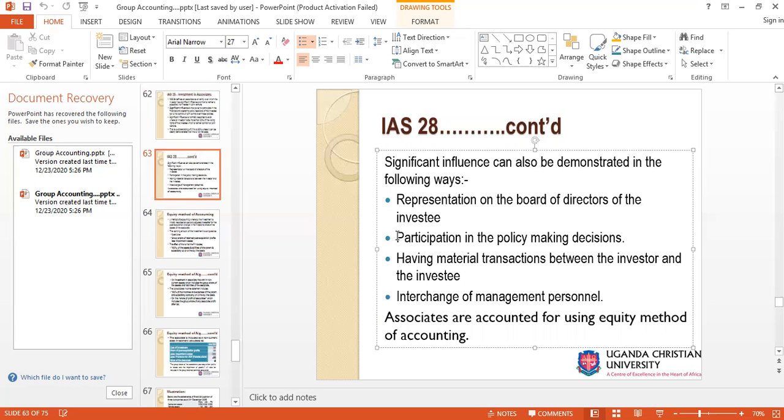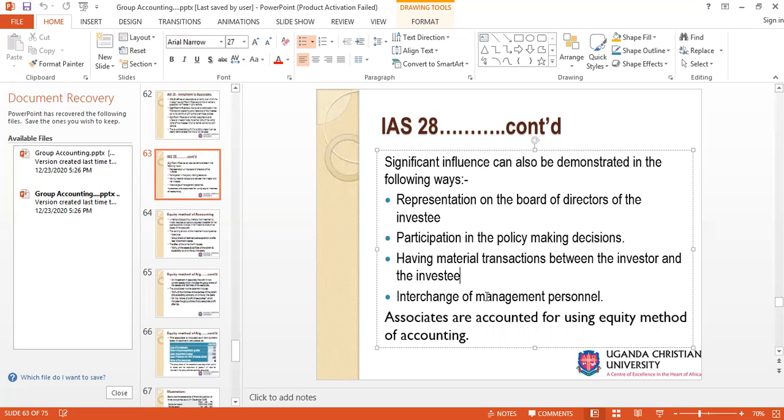Two, participation in policy making decisions. This one we have talked about: policy making decisions, that is, both financial and operating decisions. Then it means the investor has significant influence. Three, where there are material transactions between the investor and the investee, that one is also a demonstration.